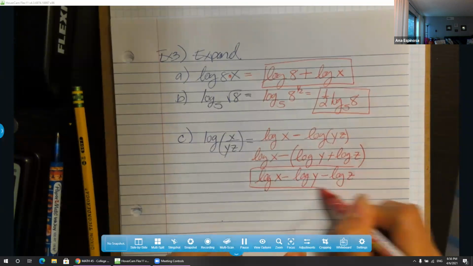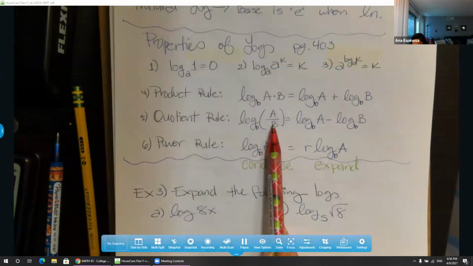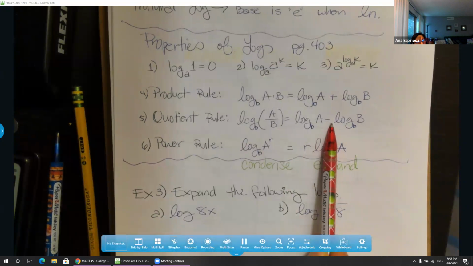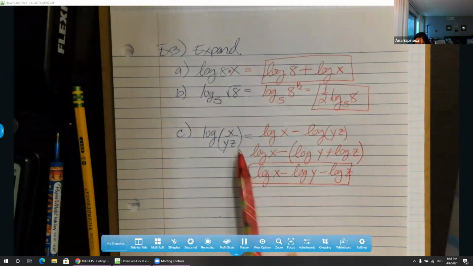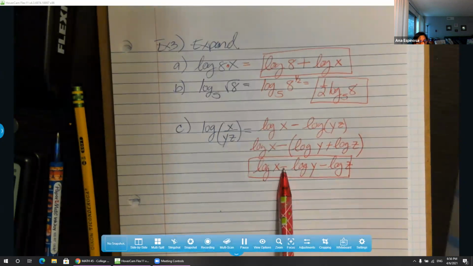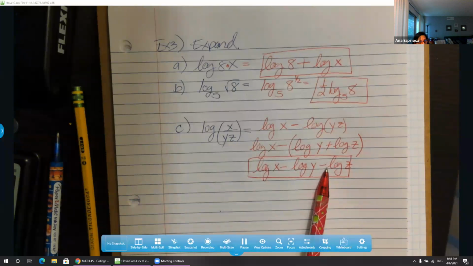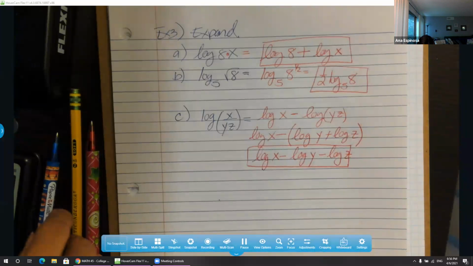Remember I told you when I gave you the property for the quotient that anything that is in the denominator will carry a negative sign to the left. The y was in the denominator, so that term should have a negative. The z is also in the denominator, so that term should also have a negative.